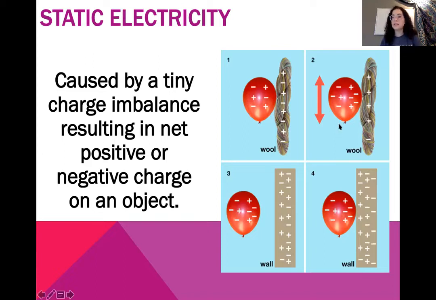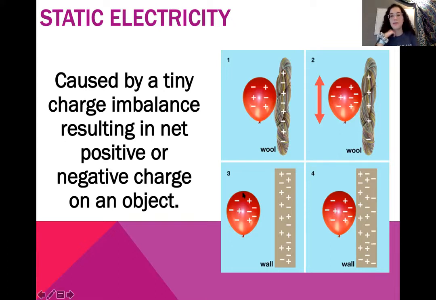As the balloon begins to rub up and down against the wool, we see that the charges start moving around a little bit, okay? And so, with the balloon, we end up with 3 positive charges, but 6 negative charges. The wool also has 1, 2, 3, 4 positive charges, and then it's left with 1 negative. So some of those negative charges move from the wool over to the balloon.